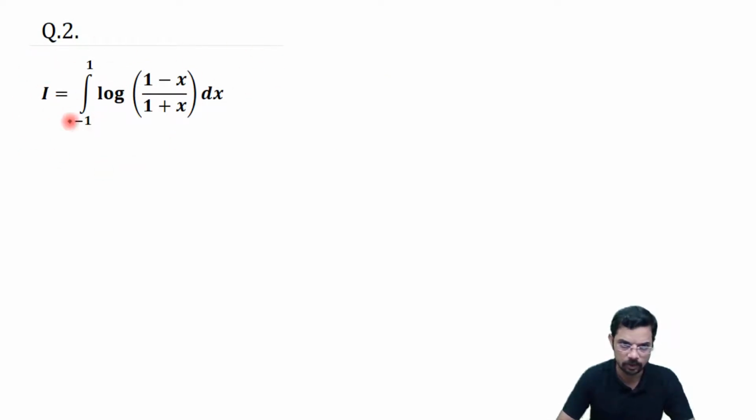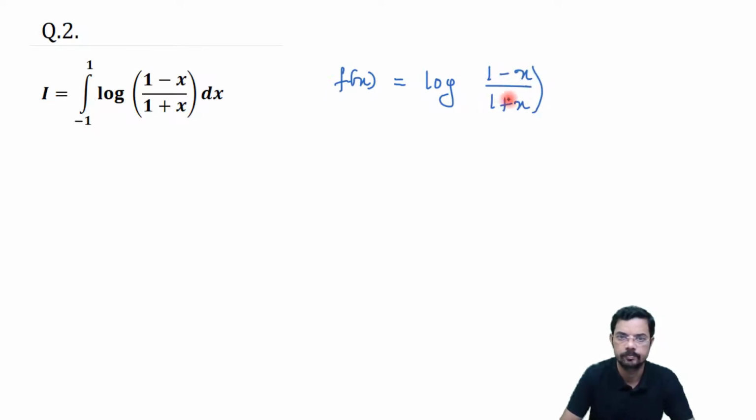In this question also the limits are minus 1 to 1. So we'll check whether this function is even or odd. F of x is equal to log of 1 minus x by 1 plus x. This is your function. Now let us check for f of minus x. When we put x equal to minus x, we get log of, the numerator becomes 1 plus x, and the denominator becomes 1 minus x.